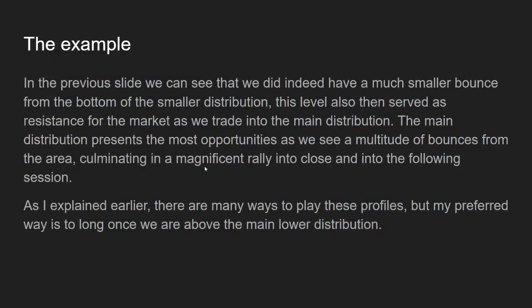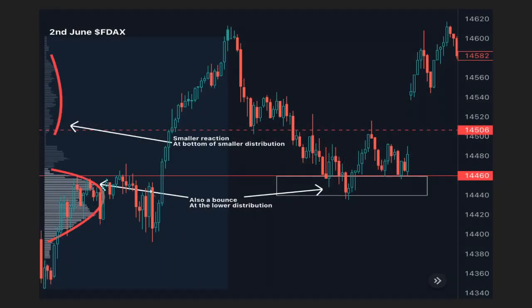As I explained earlier, there are quite a few ways to play these profiles, but my preferred way is to long once we're above the main lower distribution. I also wouldn't mind shorting, but since we opened quite strongly, a short wasn't really on the cards. However, suppose we opened down here in the 14,380 range, a short would certainly be on the cards. Say we trade up, I would look to short 14,460. You'll see something like this in the next example, I believe.